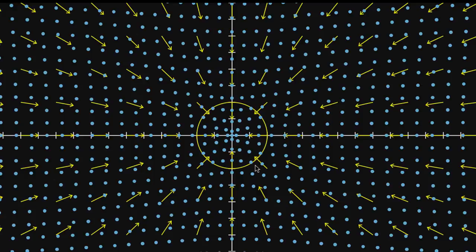And even if the vector field doesn't represent fluid flow, if it represents a magnetic field or an electric field or things like that, there's a certain meaning to this idea of diverging away from a point or converging to a point.